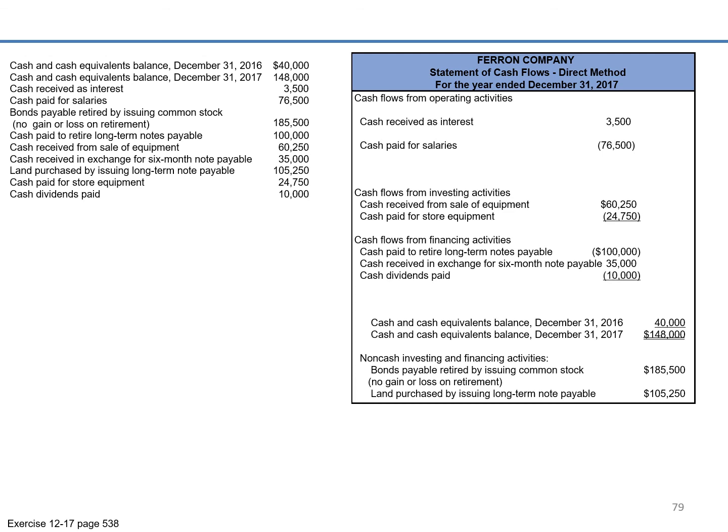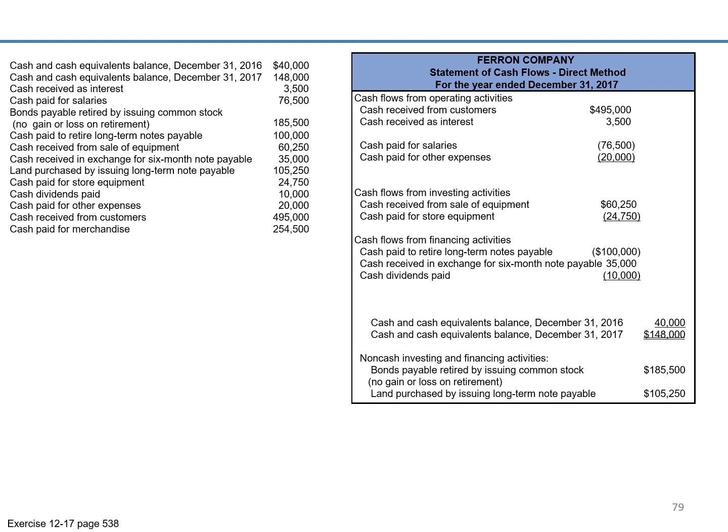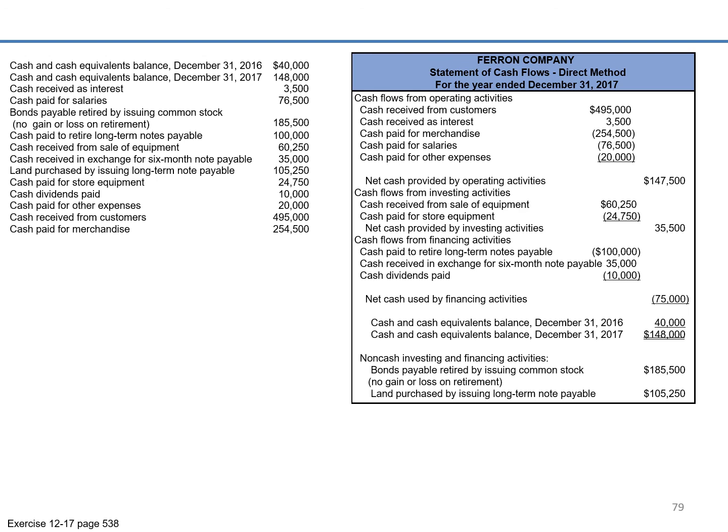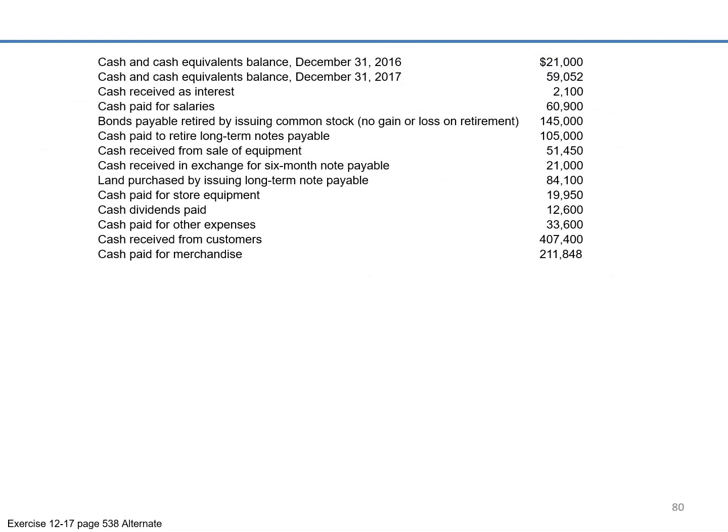Cash paid for dividends, that's a financing activity, reduced by 10. Cash paid for other expenses, that's an operating activity, reduction of 20. Cash received from customers, that's an operating activity, increase of $495,000. Cash paid for merchandise, decrease of $254,500. So we have net cash provided by operating activities of $147,500. Net cash provided by investing, $35,500. Used by financing, $75,000. $147,500, $35,500, and $75,000 should be a net increase in cash of $108,000 plus $40,000 cash gives an ending cash of $148,000.